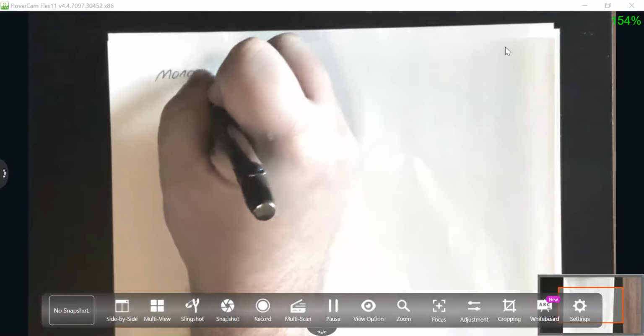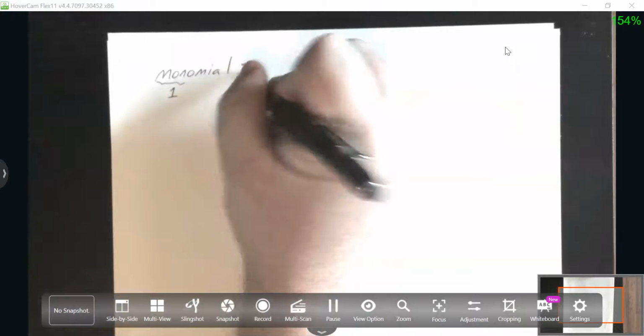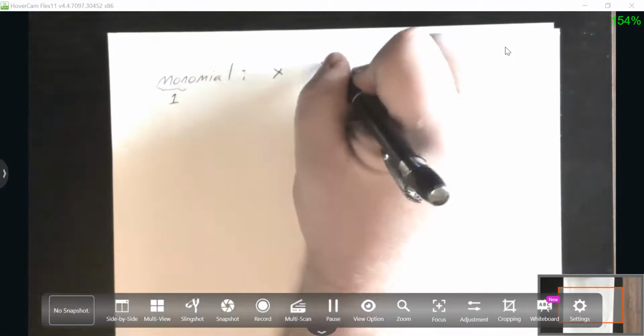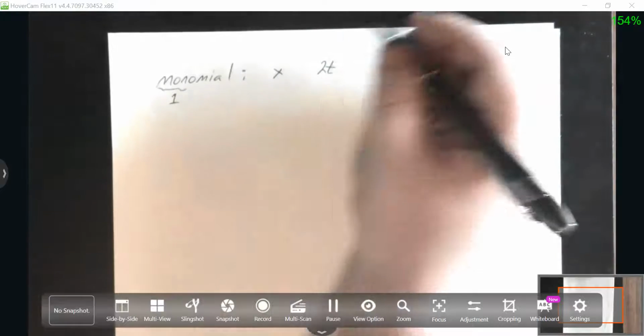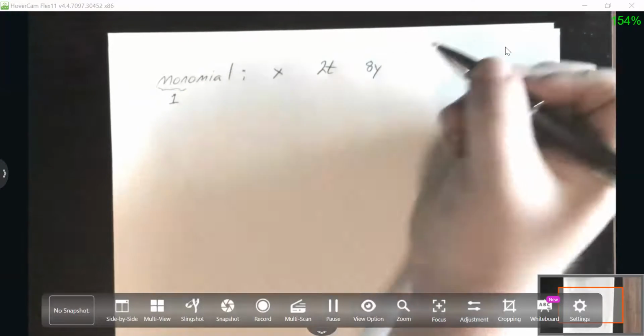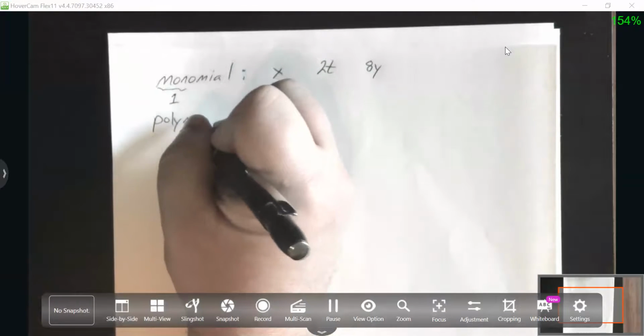So monomial, with mon meaning one, basically is just a single term. So x is a monomial, or 2t is a monomial. So it's a single thingy or a product of single thingies. 8y is a monomial.